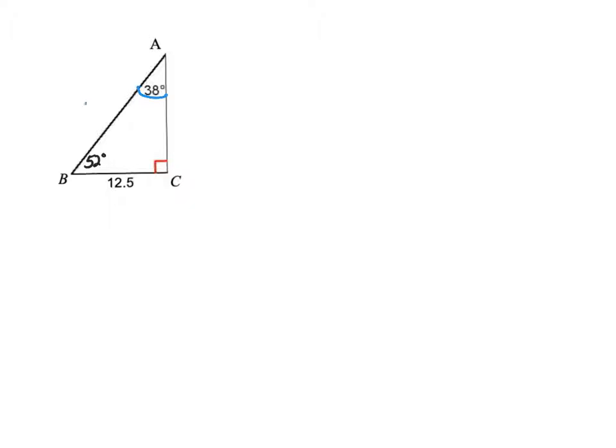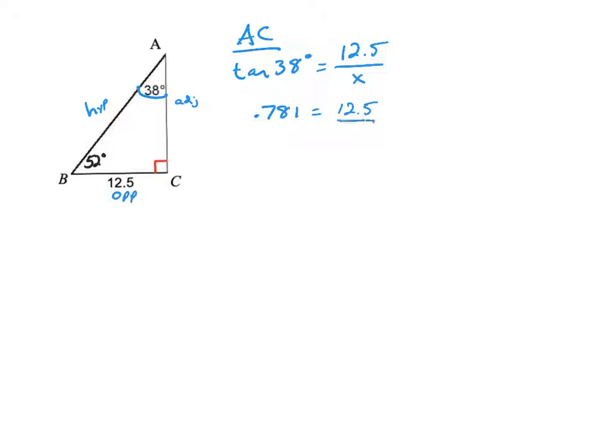So from the 38, AB is your hypotenuse, 12.5 is the opposite, and AC is the adjacent. So first I'm going to solve for AC. And in order to do this, we have the adjacent and we have the opposite. That means it's a tan ratio. So in our case, we have tan of 38 degrees equals the opposite, 12.5, over the adjacent, which we'll call x. Typing into the calculator, you get that tan 38 is approximately 0.781, and that equals 12.5 over x.